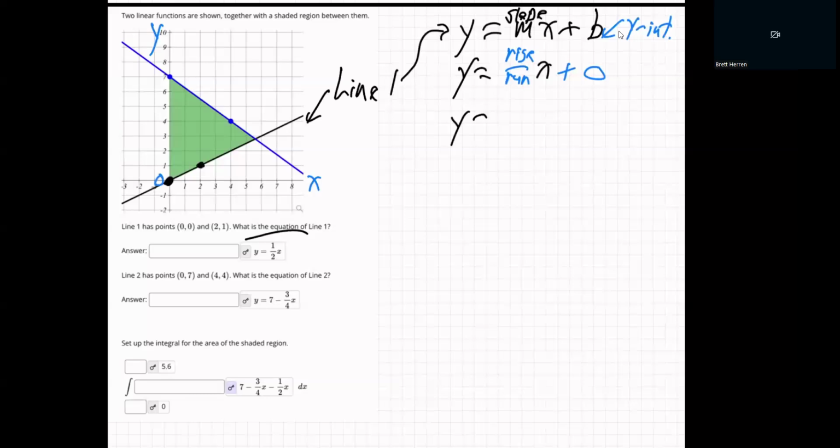So what is the rise and run? Well, you'd go up 1 over 2. Up 1 is the rise, over 2 is the run, to go from point to point. Up 1 over 2, x plus 0. So there's the equation of that one, which is what they got. All right. And then next, we're going to do line 2.